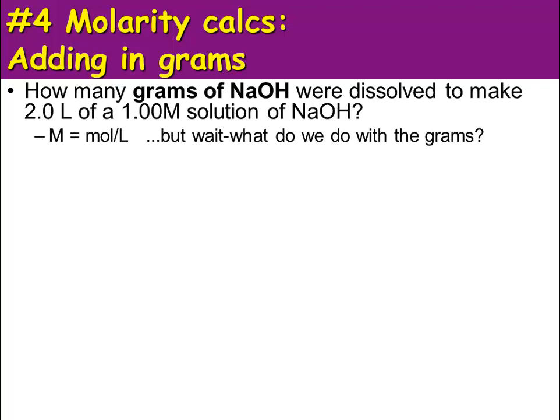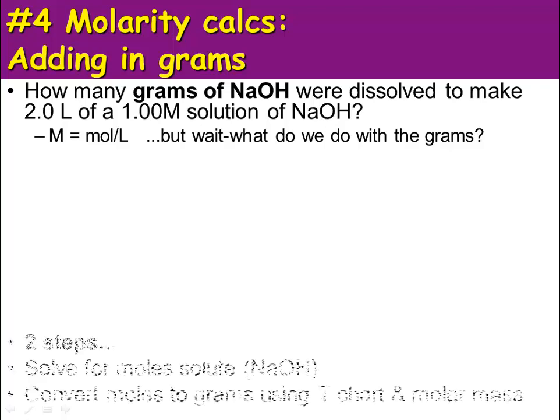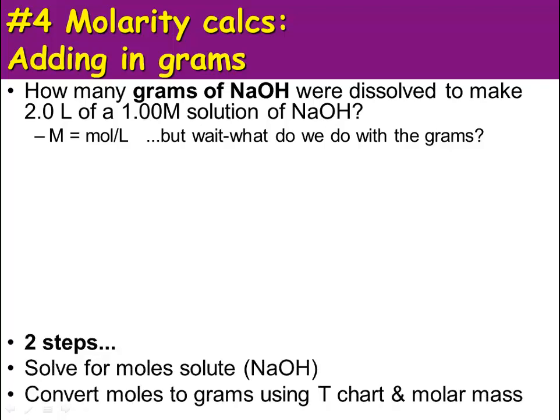So, what do we know? We know that moles and grams are related. 1 mole is equal to the molar mass of any one of these compounds, or element for that matter, depending on what we're doing. So this is a 2-step problem. First thing we're going to do is set up and solve for moles of solute, and then we're going to take our T-chart and convert moles to grams. Check it out.